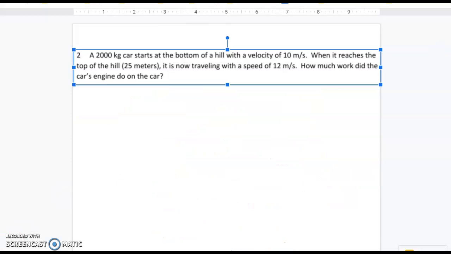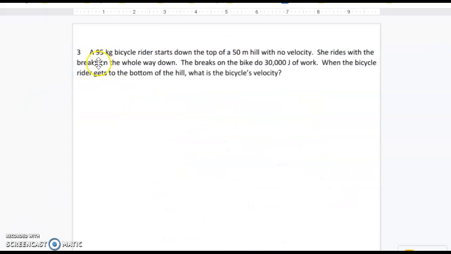But we're going to take a look at this next one. A 95 kilogram bicycle rider starts down the top of a 50-meter hill with no velocity. She rides with the brakes on the whole way down. The brakes on the bike do 30,000 joules of work. When the bicycle rider gets to the bottom of the hill, what is the bicycle's velocity?